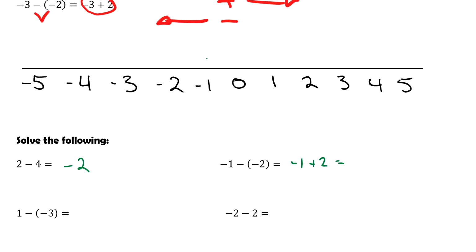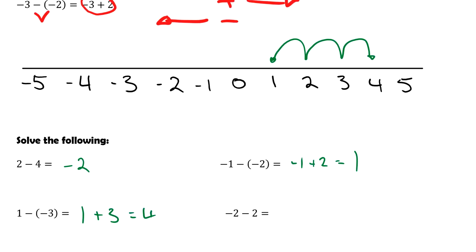So we start at negative 1, and because we're adding, we're going to the right, and we're going 2 spots, so 1, 2. So that answer is going to be 1. Alright, so if we do our bottom left one now, 1 take away negative 3, we can rewrite that as 1 plus 3. We start at 1, and we're going 3 spots to the right because we're adding, so 1, 2, 3. So that answer is 4.